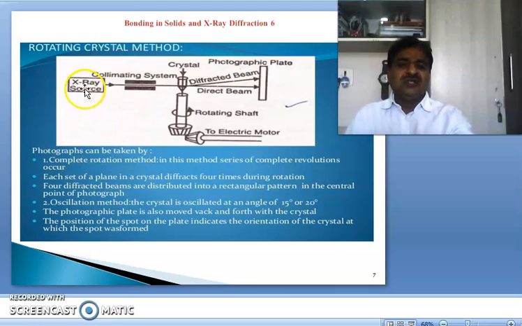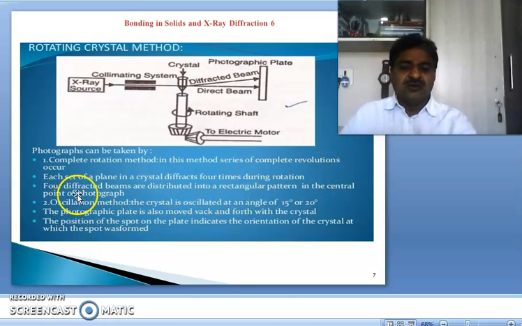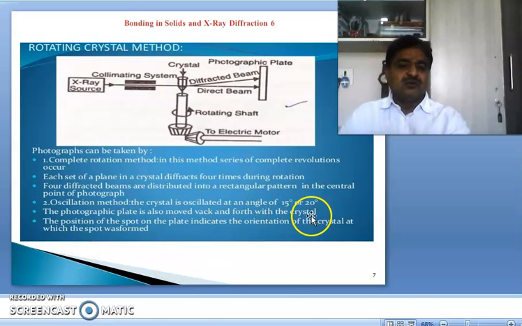See now, X-rays are here, the source. It is given a set of planes; the crystal diffracts 4 times during the rotation, which I have already told you. And we will obtain 4 diffracted beams distributed in a rectangular pattern at the central point of the photograph. In the oscillation method, the crystal is oscillated through an angle of 15 to 20 degrees. At the same time, the photographic film or plate is also rotated through the same angle.